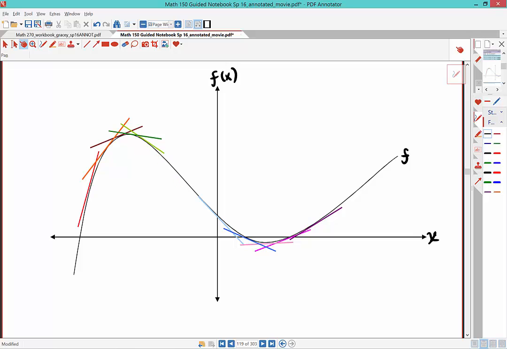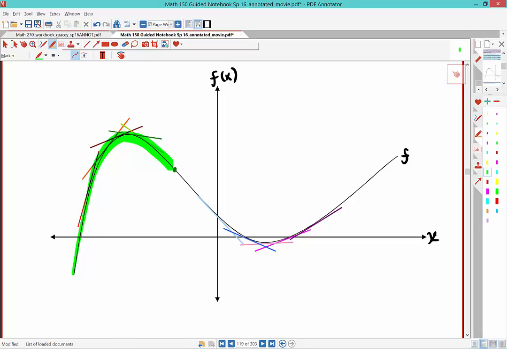And so right here, from approximately, I'll do this in green, probably about right here, you've got downward curvature. So the derivative function is decreasing, okay? Because the slopes are decreasing, and the original function is curving downward. And then there's a change at some point. And then what will happen is you'll have an upward curvature here.